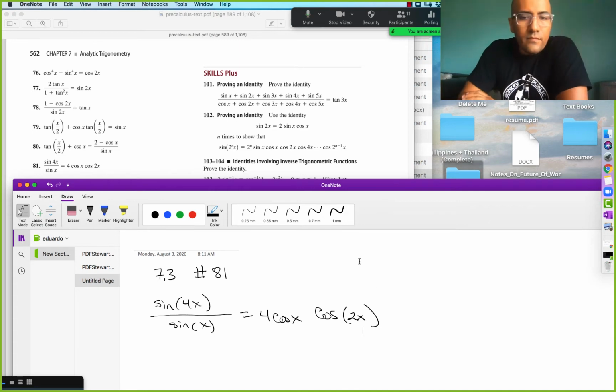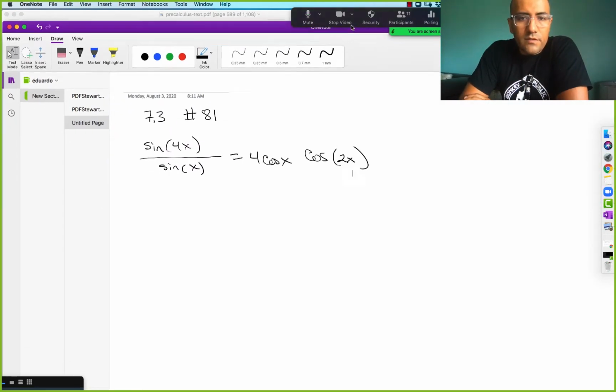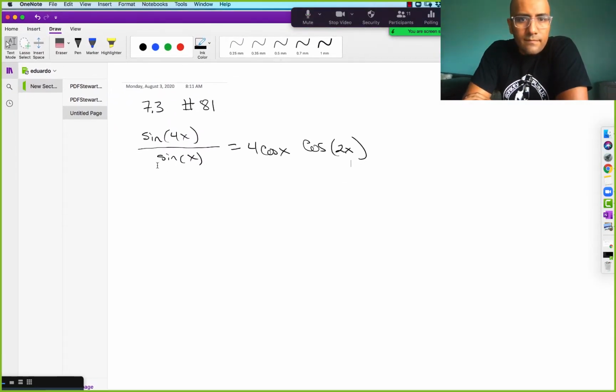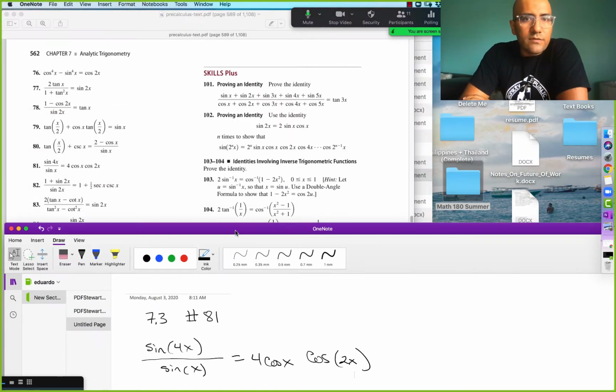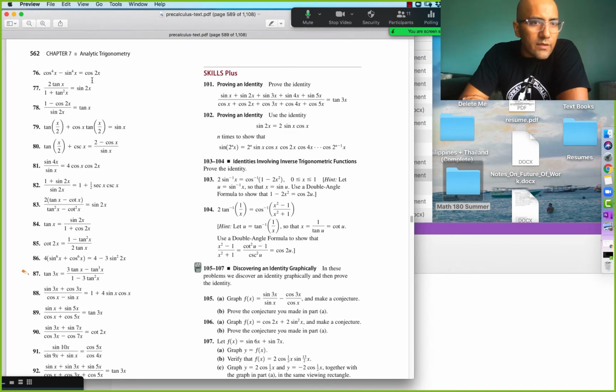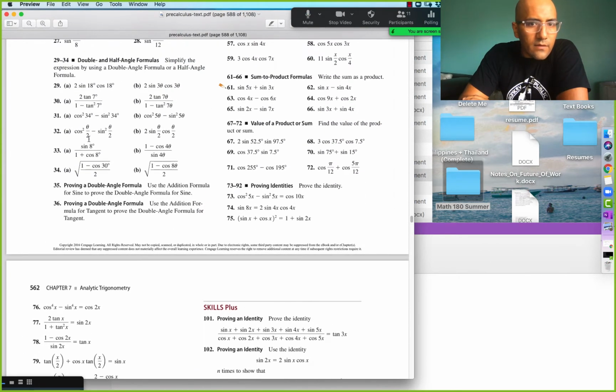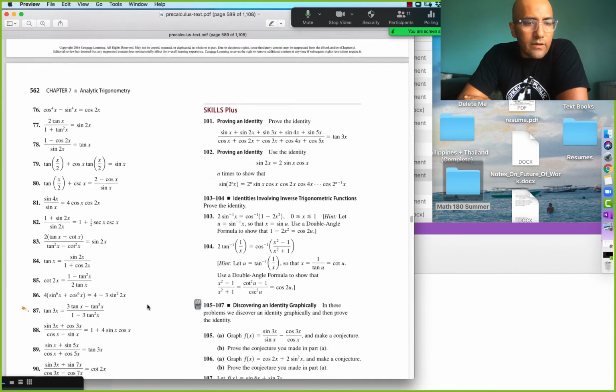Okay, let's see. So the instructions were just to verify the identity or something like that. What does it say? Yeah, it was just prove the identity. Okay.